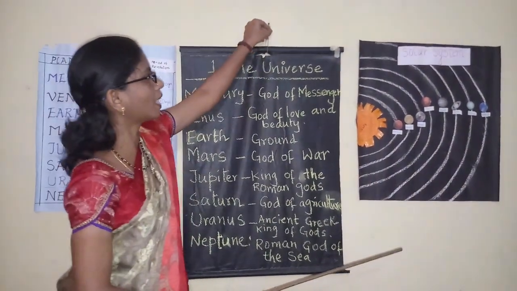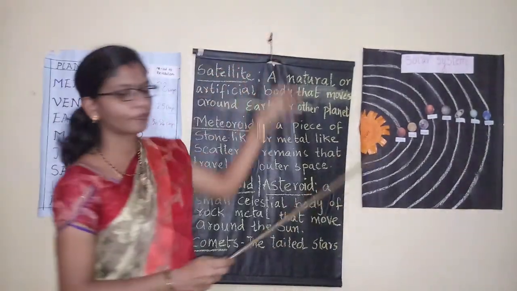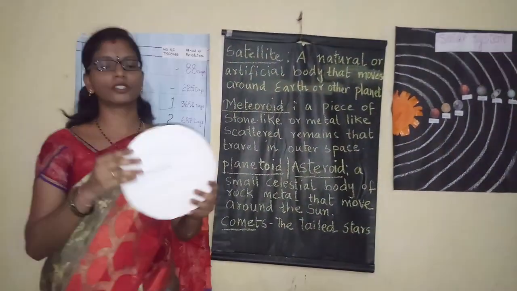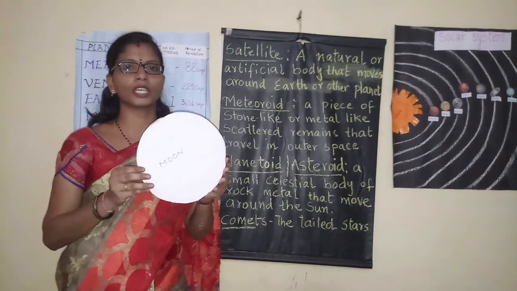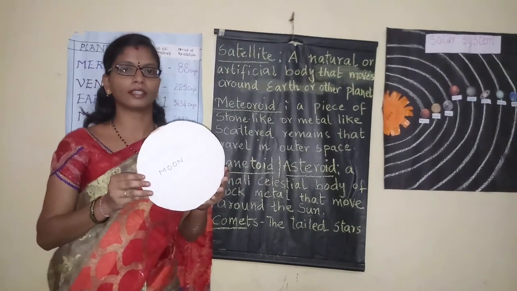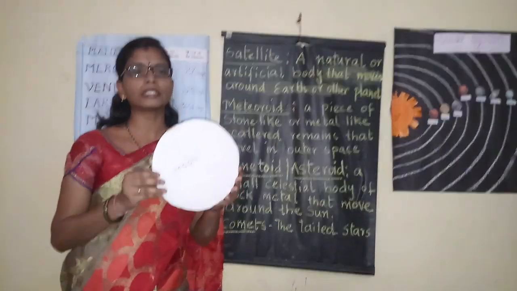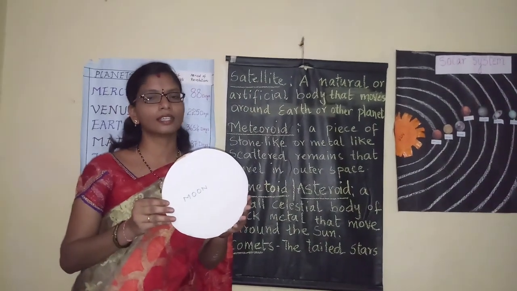Now, I would like to ask you about one thing. What is this, children? Yeah, it is moon. Where do you see moon? In the sky. At what time? During the night time. This moon is also known as satellite.